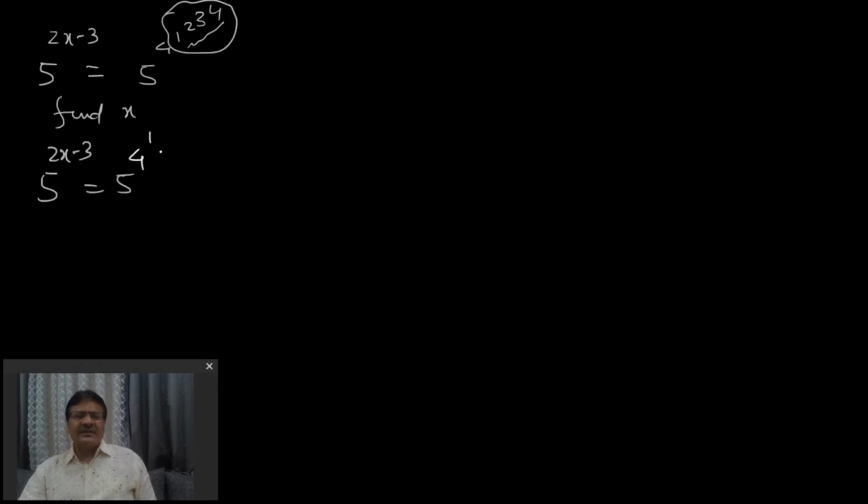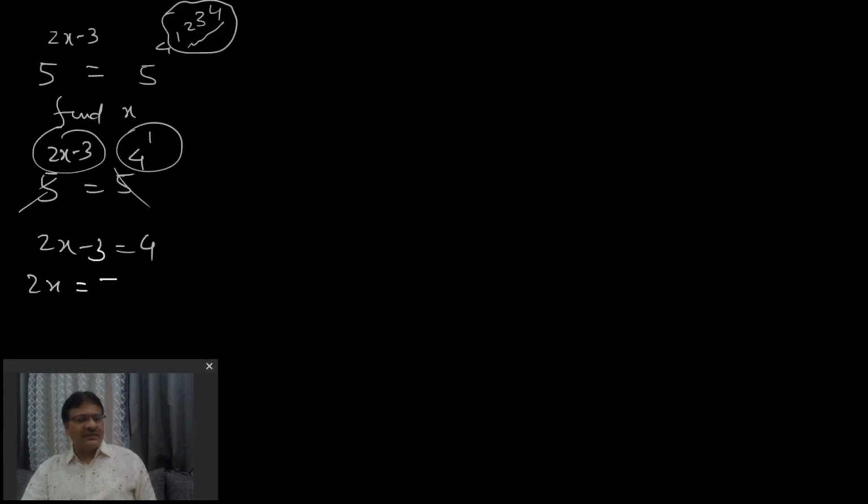So it would be 1. It doesn't make any difference. 4 power 1 is 4. If bases are the same, then they can be cancelled. Powers would be equal. So 2x minus 3 will be equal to 4. So what is 2x then? 7. What is x then? 7 by 2. So that's very simple. Is that clear, guys? Now next question.